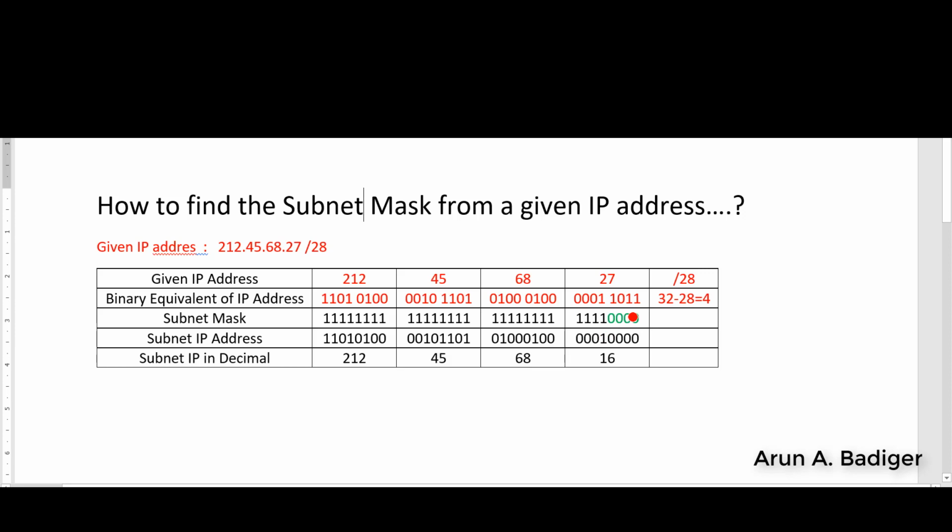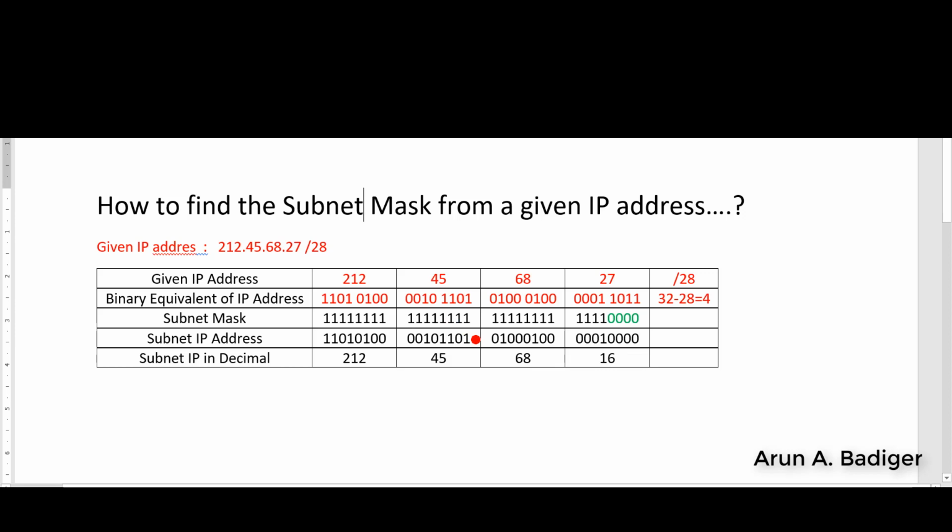That is, these all bits will go to 0 as it is. Now these binary values are converted back into decimal. As we are having the same mask here, same values, I will get the same numbers repeated, only the field changes in this one. That is, for 0001 0000 I will get 16. Now the subnet IP address is 212.45.68.16, whereas the subnet mask will be the subnet mask address.